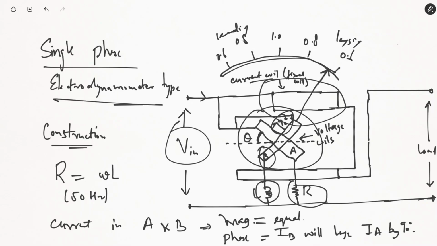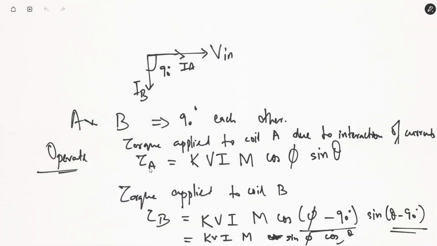You now know that once we apply the voltage, current is flowing through the main coil, that's the current coil. It will produce its own magnetic field. Current is also flowing through A and B, both coils. They will produce their own magnetic field. Because of the interaction of the two magnetic fields, torque will be induced on the coils A and B, since they are rotating in nature. So a deflecting torque will be induced on coils A and B.